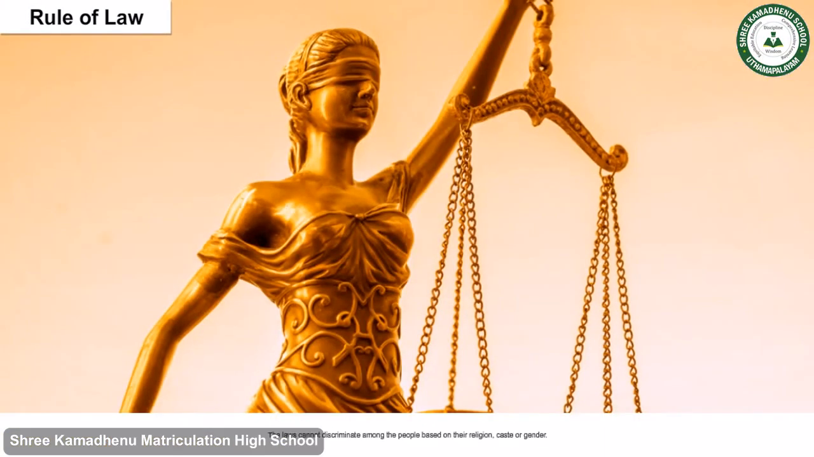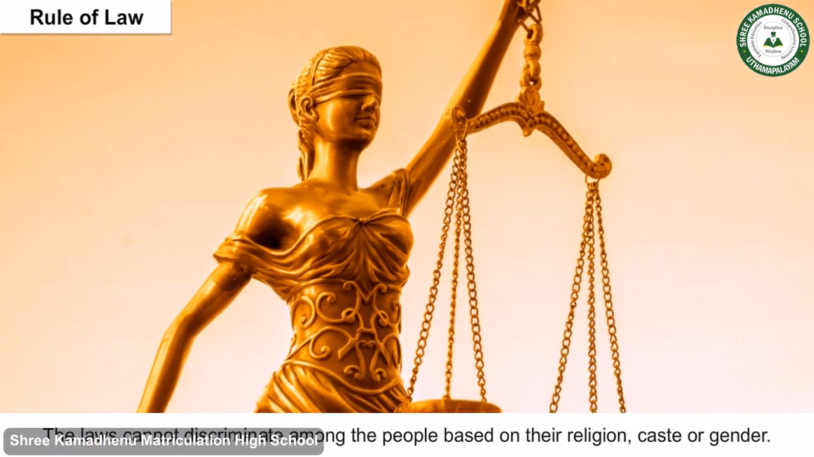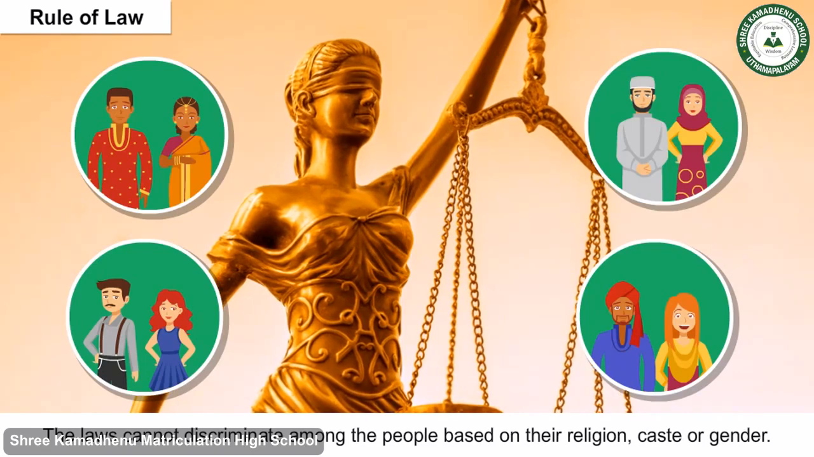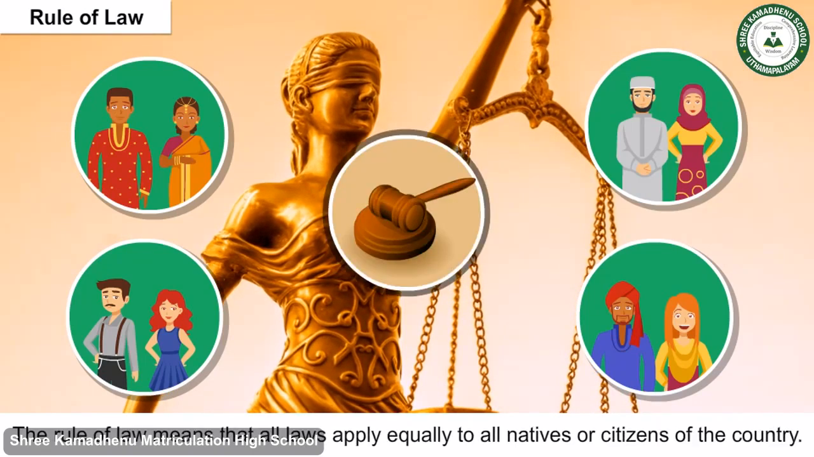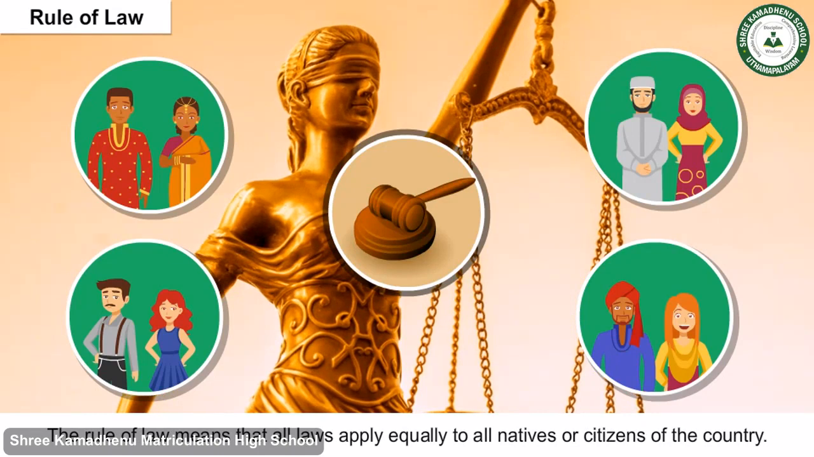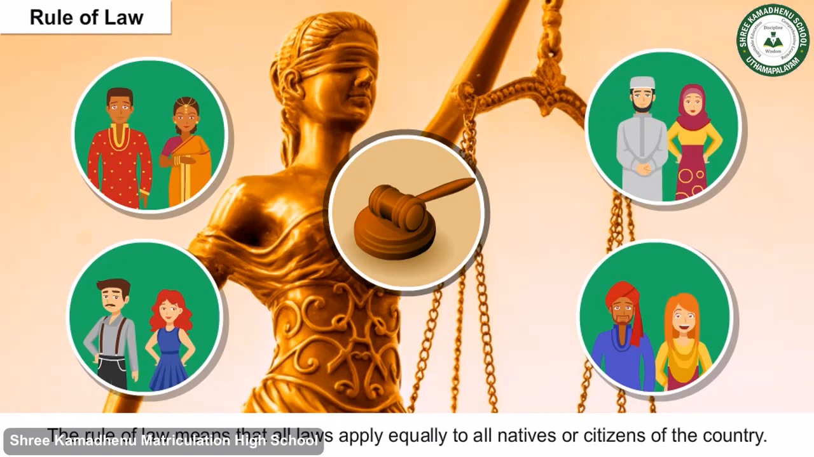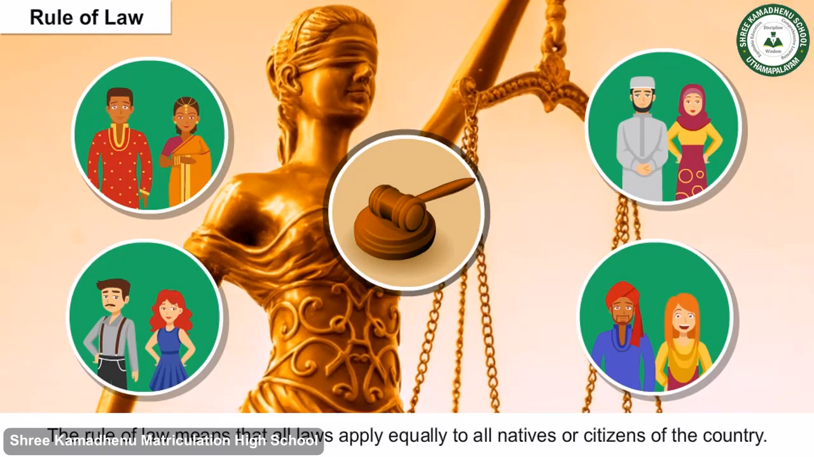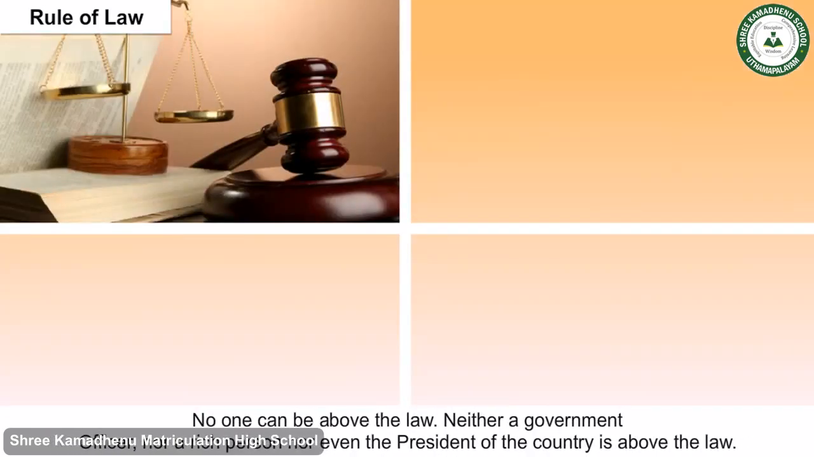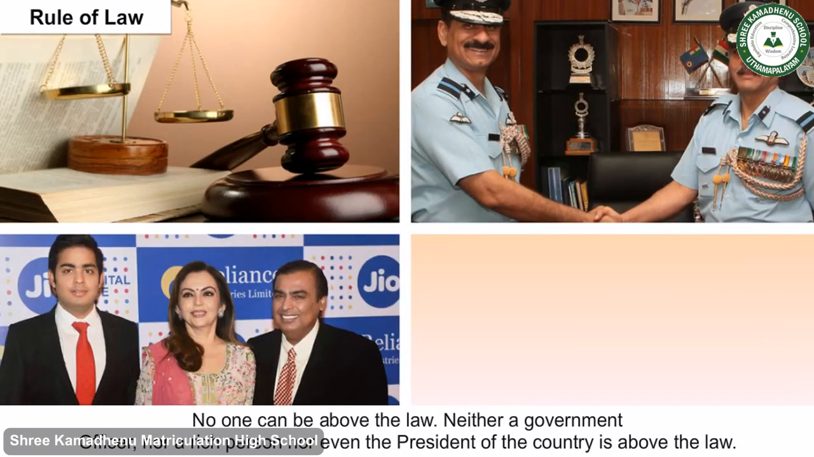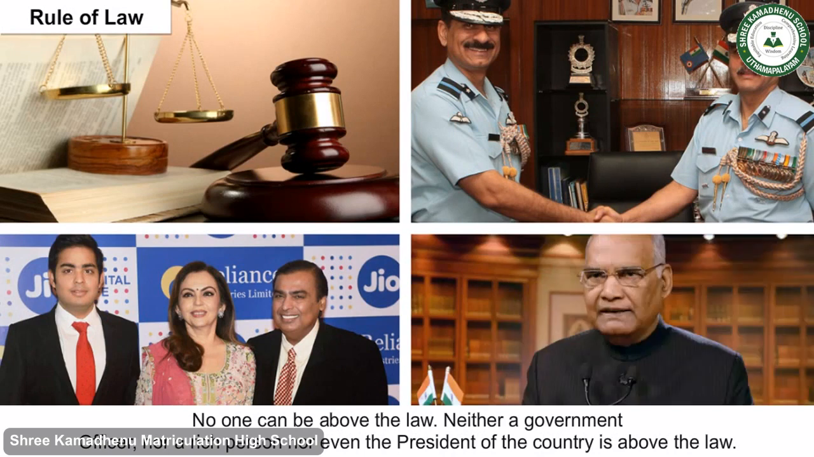Do laws apply to all? Rule of law. The laws cannot discriminate among the people based on their religion, caste, or gender. The rule of law means that all laws apply equally to all natives or citizens of the country. No one can be above the law, neither a government officer, nor a rich person, nor even the president of the country.